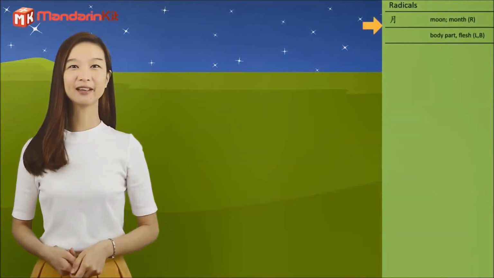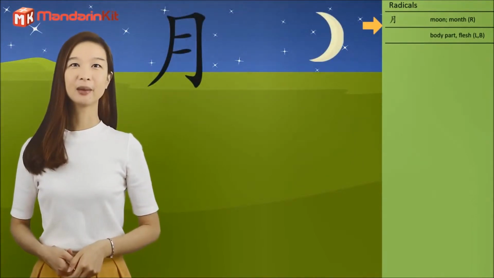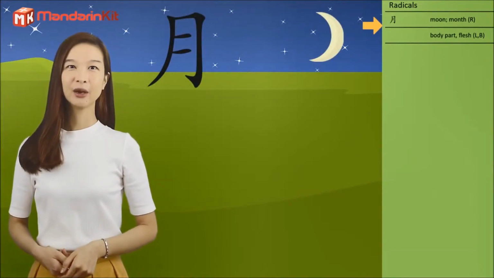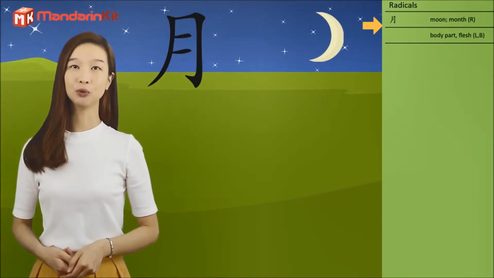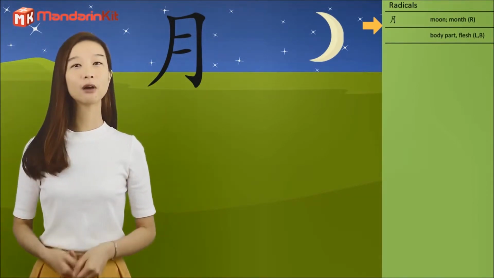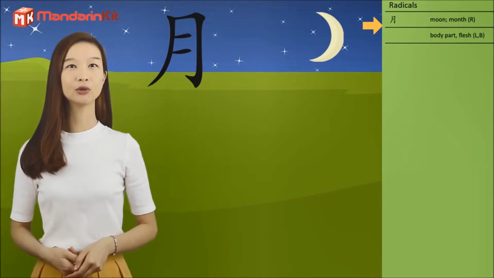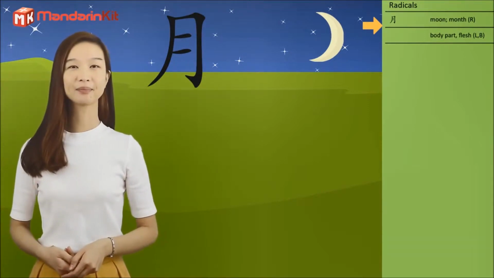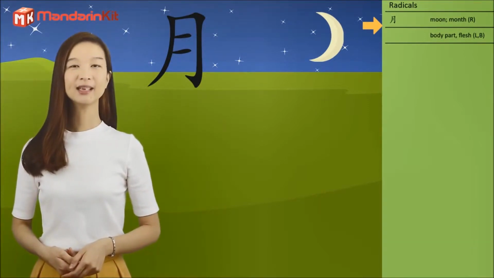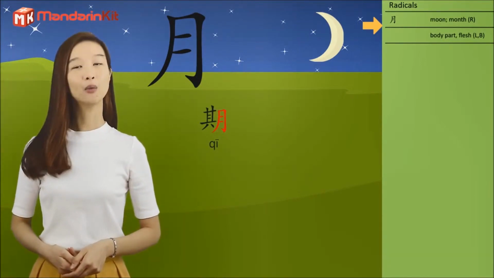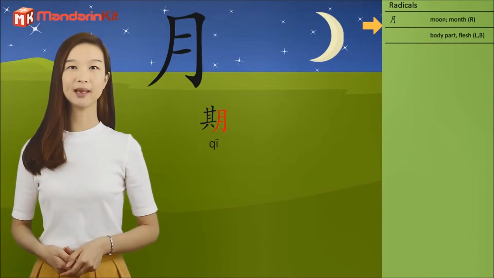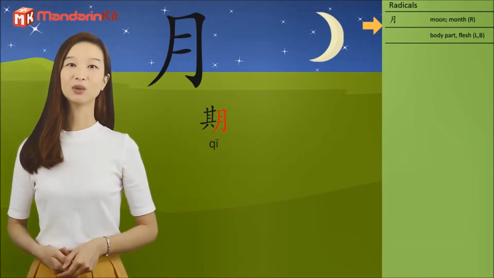The first radical is Yue, the moon radical. When positioned on the right, Yue radicals refer to moon or month. So the following characters are related to brightness and time. The first one is Qi, which means period by itself. A word example of qi would be xing qi, the week.